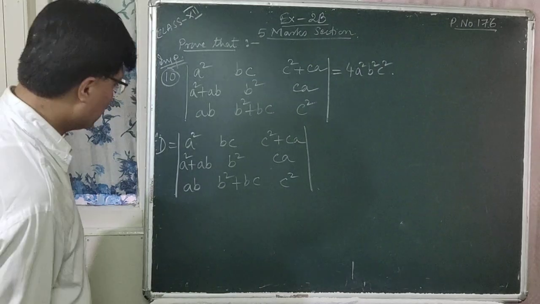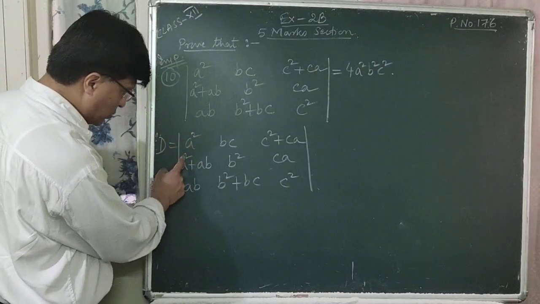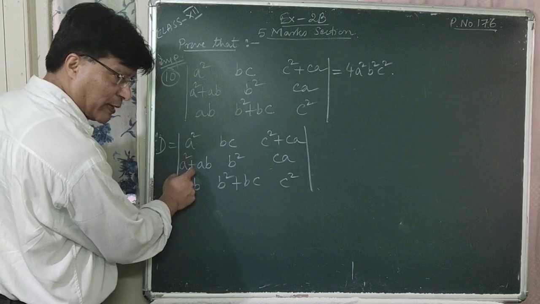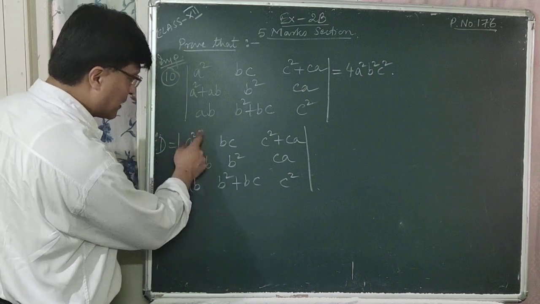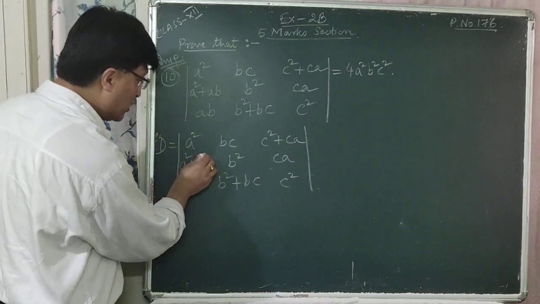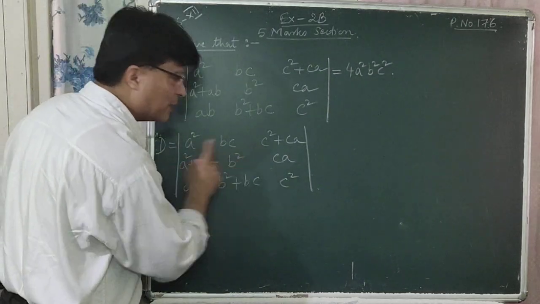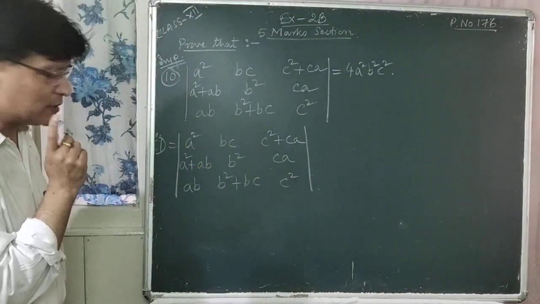Okay, so now in the first column there is a square plus ab. Here a is common. A within bracket, it is a plus b will be there. So from the first column you can take a common, isn't it? You have to prove 4a square b square c square. So it will be easier for you to simplify this determinant by taking a common from the first column, right?